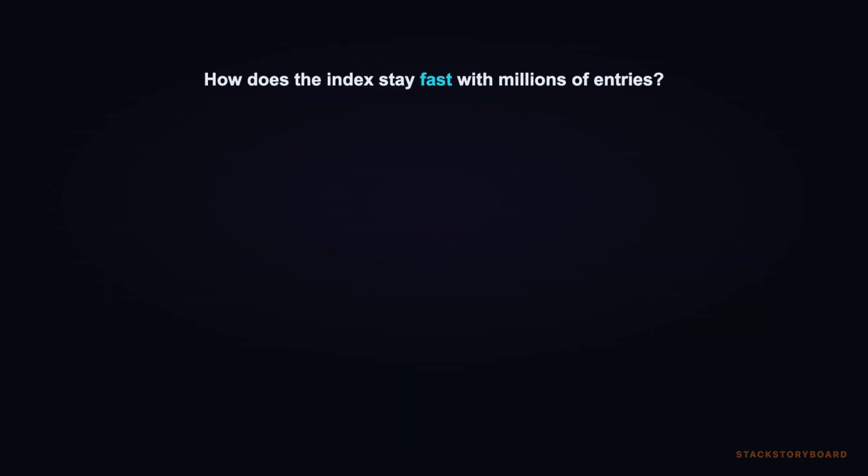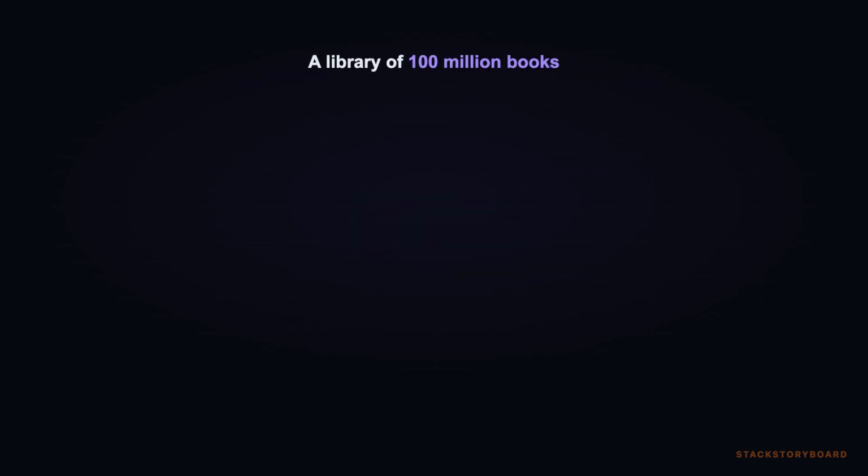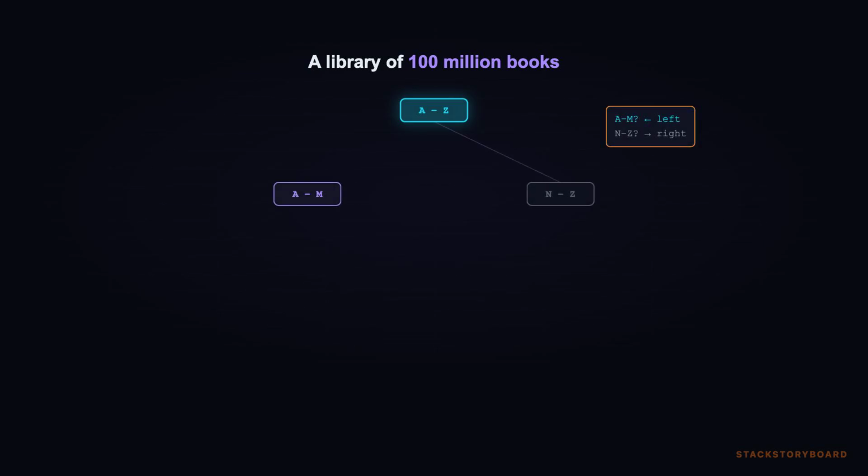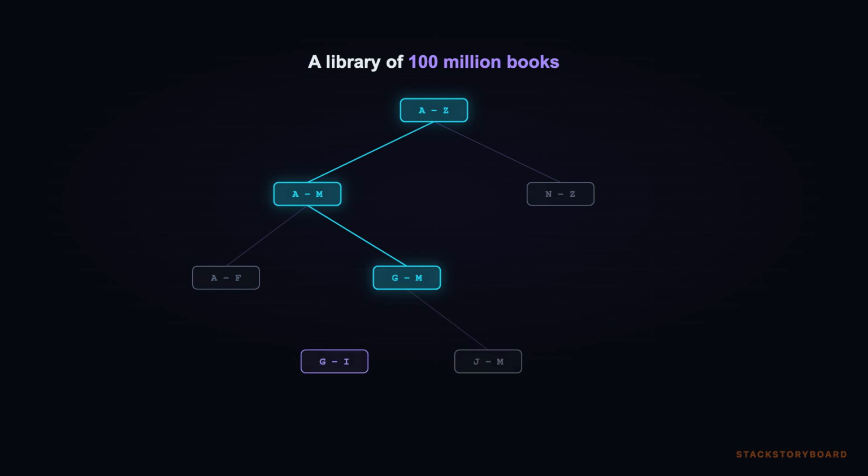But wait, how does the index itself stay fast when it has millions of entries? This is where B-trees come in. A B-tree is like a decision tree for finding stuff. Imagine a library with 100 million books. At the entrance, there's a sign. A to M, go left. N to Z, go right. You go left. Next sign. A to F, left. G to M, right. You go right. Next sign. G to I, left. J to M, right. 4 decisions later, you're at the exact shelf.